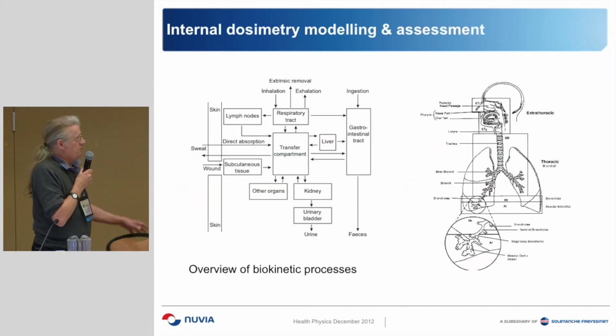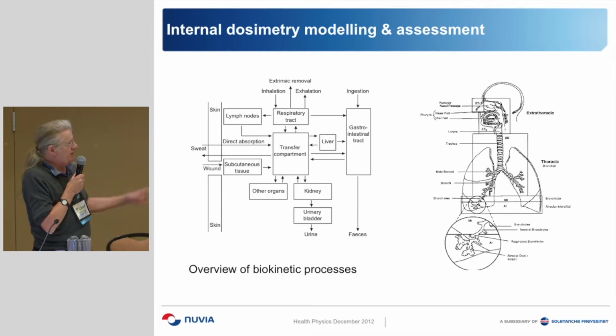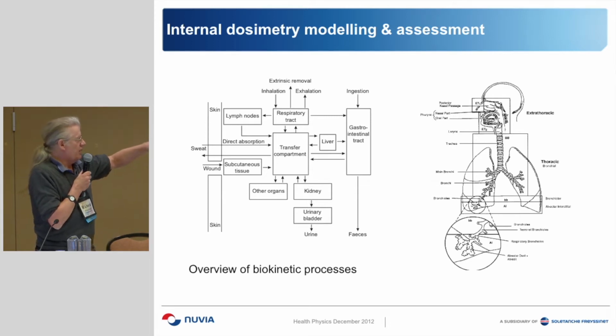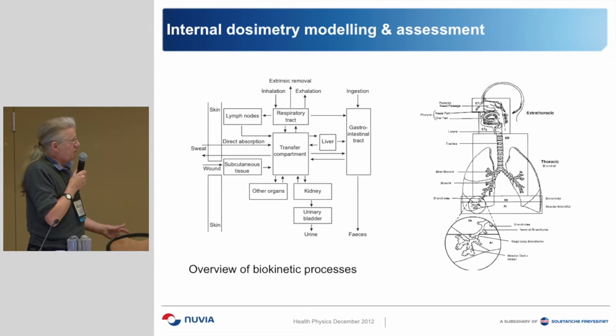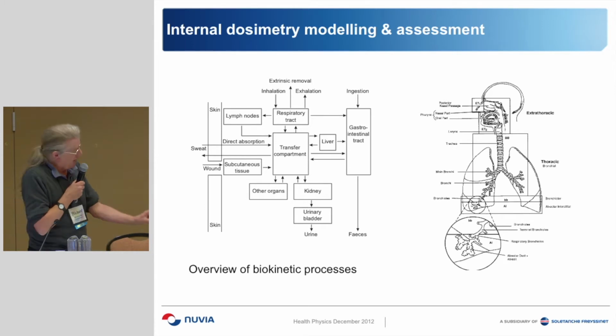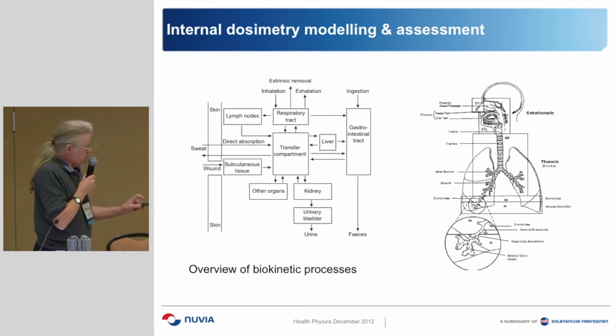So this is what a typical compartmental model is going to look like. You have material getting taken into the transfer compartment, essentially the blood, and then transferred to other organs. And how it gets into the transfer compartment depends on the intake route. And we've also got the lung model displayed there. You see the physiological model, and that's used to construct a compartmental model, which we use for the dosimetry.